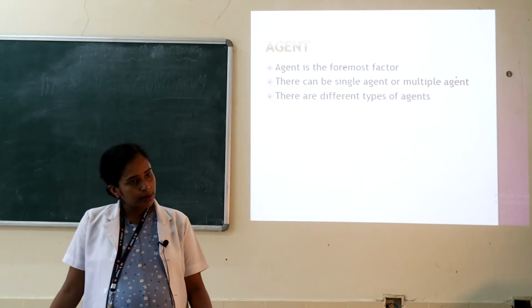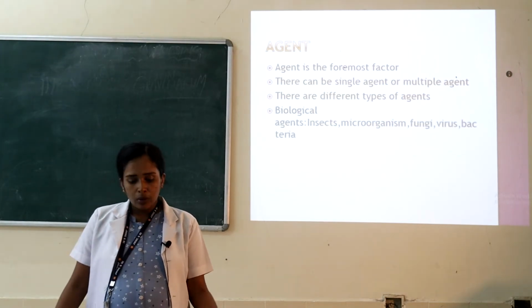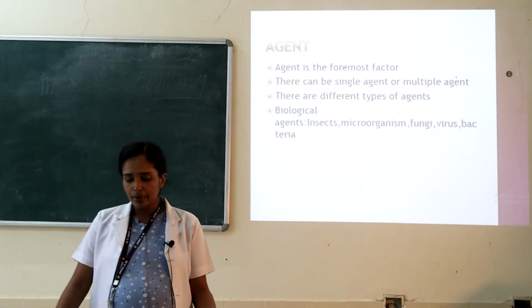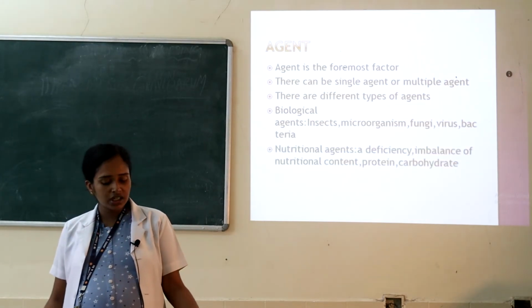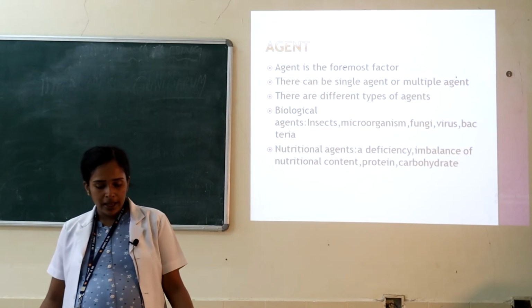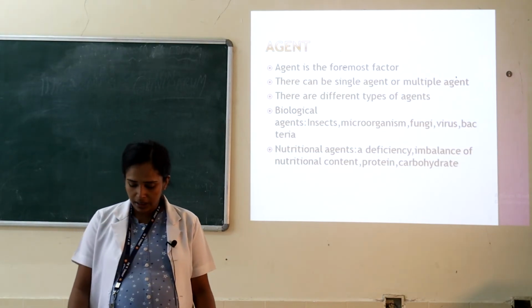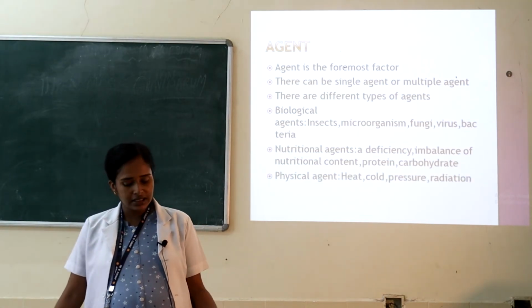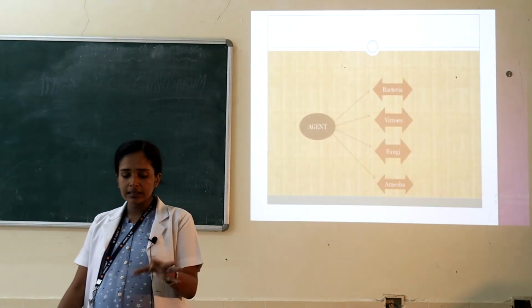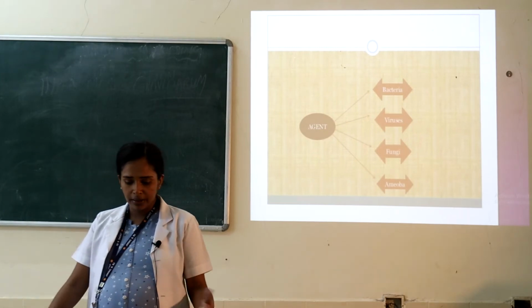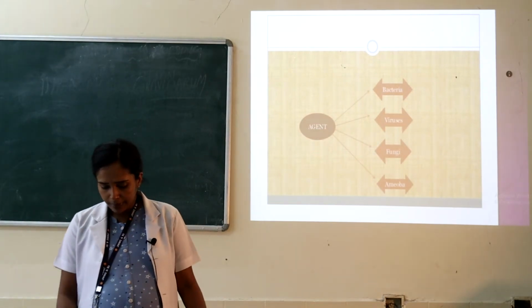Then there are different types of agents. Biological agents like insects, microorganisms, fungi, virus, bacteria, etc. Then nutritional agents like deficiency or imbalance of nutritional content, protein, carbohydrate, etc. Physical agents like heat, cold, pressure, radiation, etc. These are some of the examples of agent: bacteria, virus, fungi, amoeba, etc.